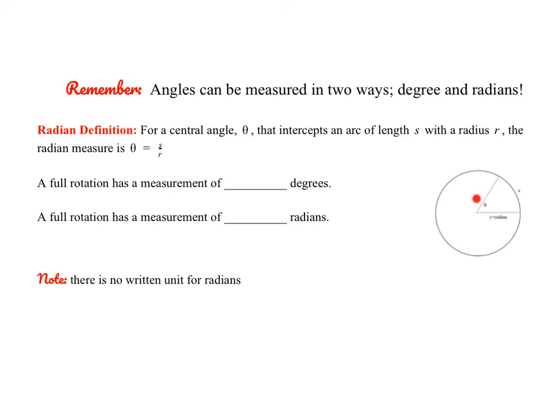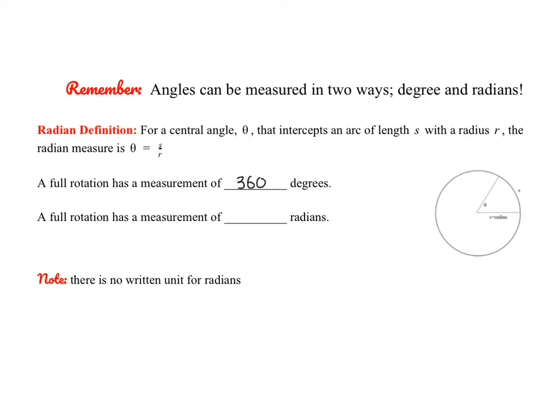So for any central angle, which we can call theta, that intercepts an arc with a length of s, so you can see the length of this arc from here to here, they labeled s, with a radius of r. The radian measurement can simply be found by saying theta, the angle, is the arc length divided by the radius, so s over r. So this is the technical definition for what a radian is and kind of how it's found.